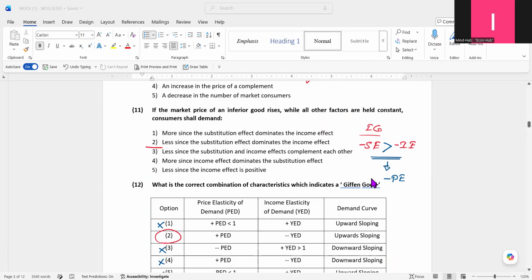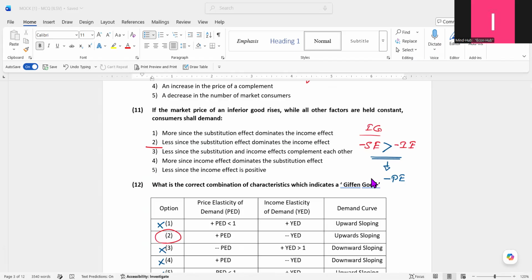If the market price of an inferior good rises while all other factors are held constant, consumers shall demand inferior good. When the market price rises, what happens? Basically, consumers shall demand less, right? Even inferior goods are according to the law of demand. What is changing here is price, right? So why are inferior goods according to the law of demand?